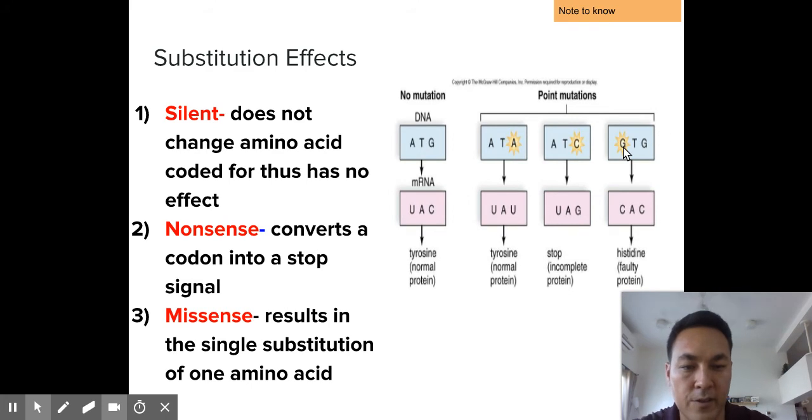Here, we're going to change the first letter. So we go from ATG to GTG, and that's going to change it to CAC, which changes it to histidine. This is called a missense mutation. We changed one amino acid. Now you can imagine if we inserted or deleted a letter, it would shift the whole thing over.